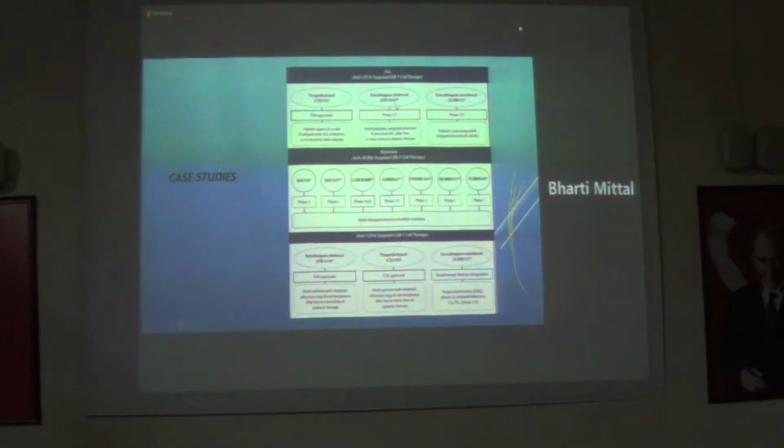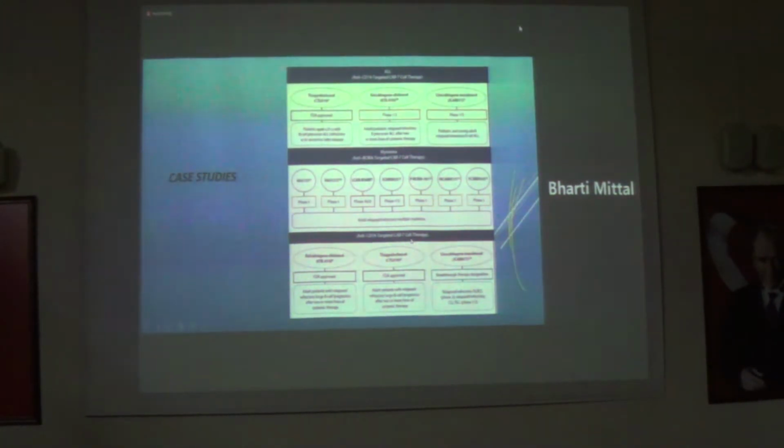While KT019 and JCAR017 are in phase 1 and phase 2 trials, other than this CD19 therapy, CAR cells are not available for ALL. This is the only therapy approved so far for this treatment. In the case of myeloma, all these antibodies or CAR cells are under phase 1 or phase 2 clinical trials.